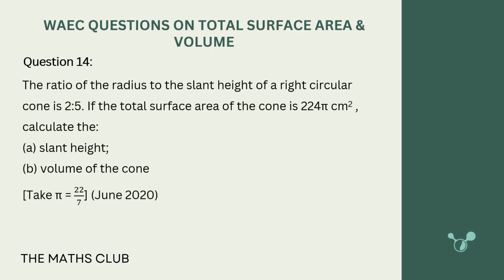Question 14 says that the ratio of the radius to the slant height of a right circular cone is 2:5. You can pause the video and let that sink in. If the total surface area of the cone is 224 pi centimeter squared, calculate the slant height and the volume of the cone. Take pi to be 22/7. This is from June 2020.